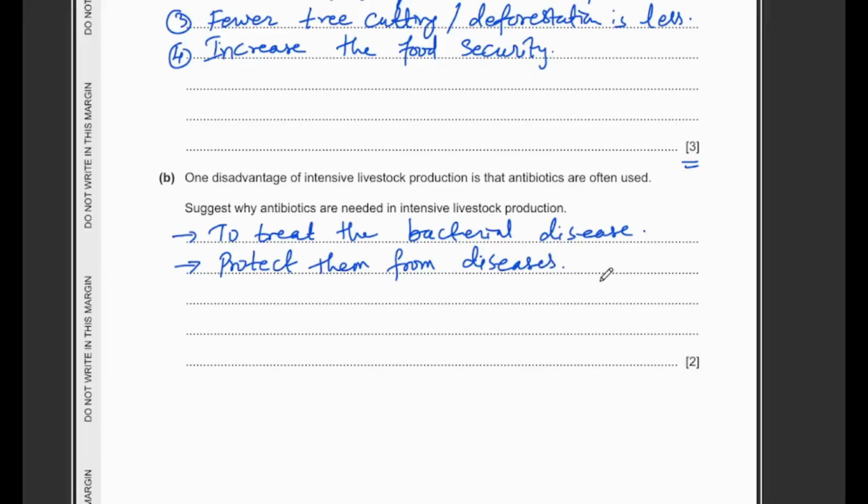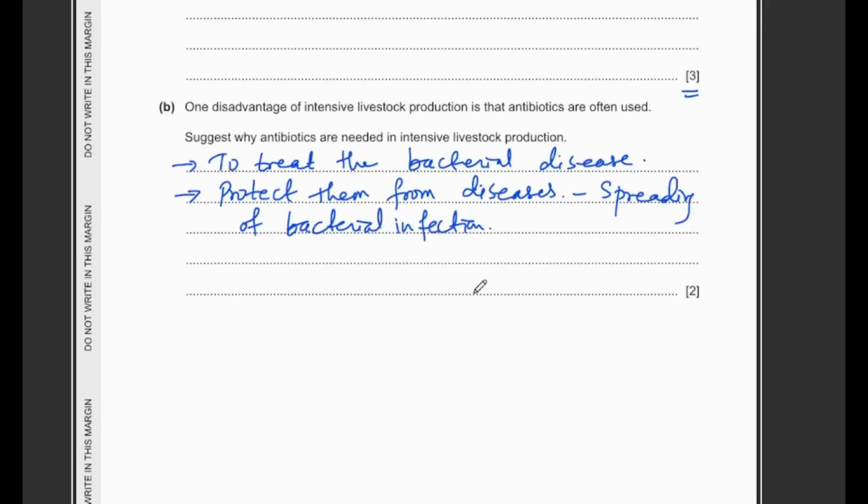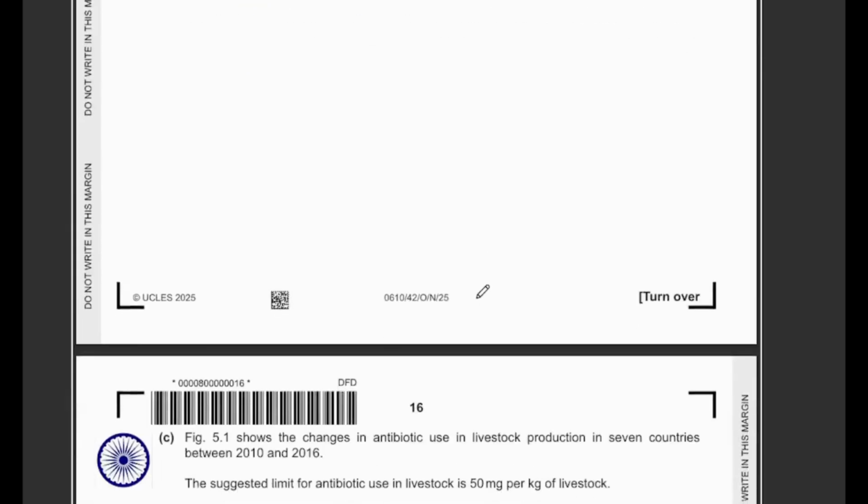Okay, prevent and treat bacterial disease, protect them from diseases, that is stopping the spreading of bacterial infection. So one is we are stopping the spreading of the bacterial infection, and second we are killing the bacteria also. So these are the two things: killing and stopping the spread of the infectious disease from the bacteria.